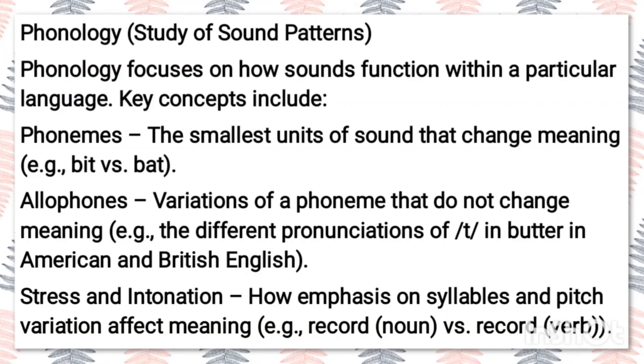Next one is allophones. These are variations of phonemes that do not change the meaning of a word. For example, in butter, the t sound can be pronounced differently in American and British English, but it doesn't change the word's meaning. Stress and intonation. Stress refers to emphasis placed on certain syllables or words, while intonation refers to the rise and fall of pitch in speech. For example, the word record is a noun when stressed on the first syllable, record, and a verb when stressed on the second syllable, record.